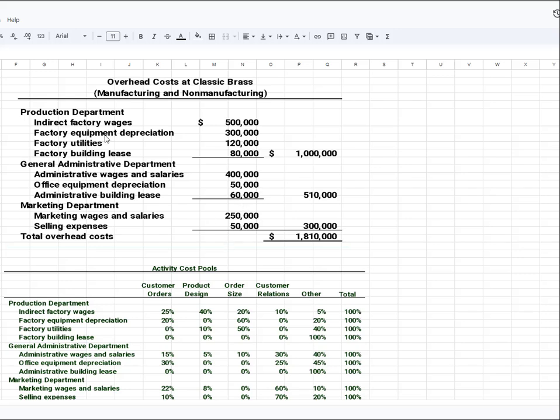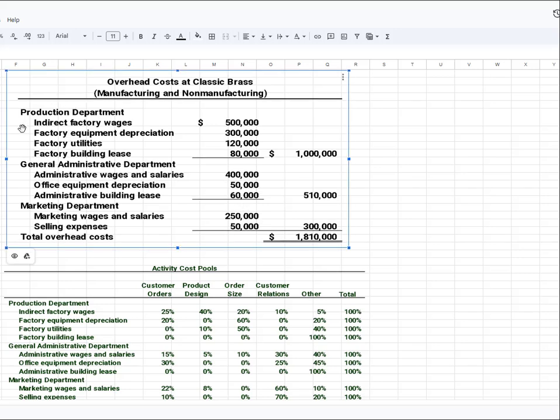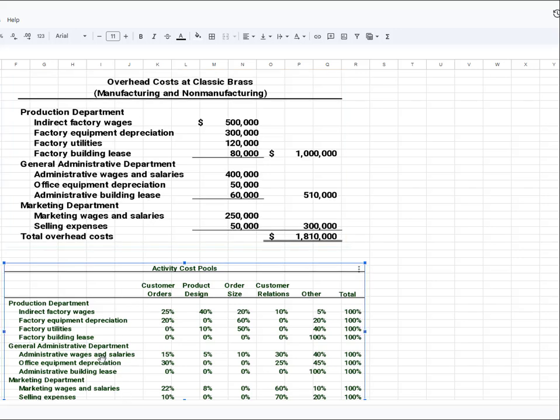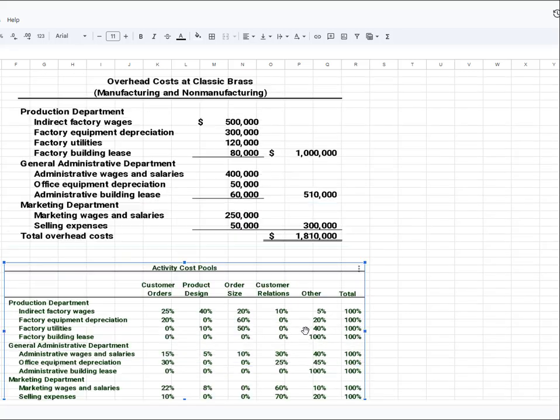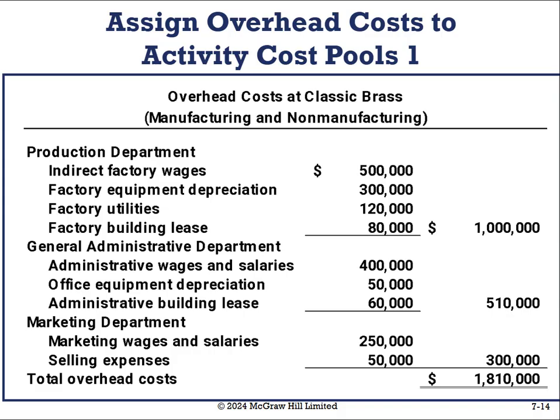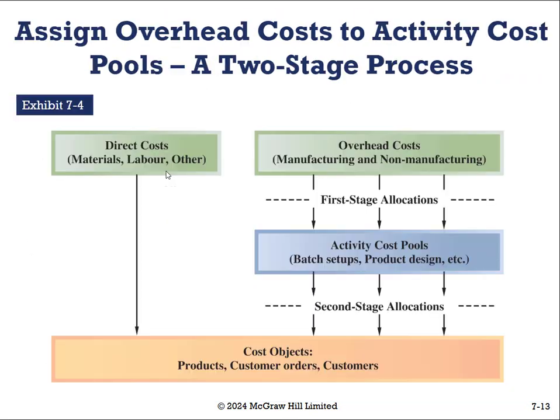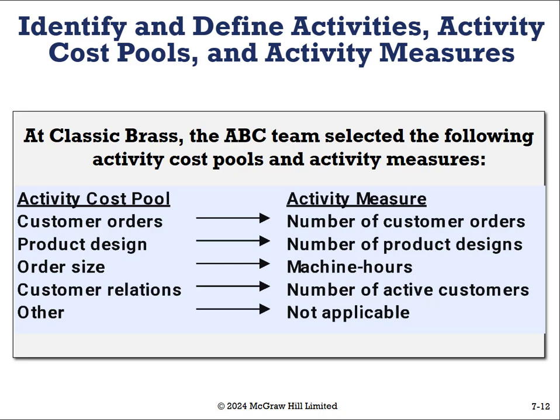Okay, so classic brass gave us this information that we saw from our traditional costing. And then the ABC team, the activity-based costing team, said, cool, we understand that we have all of these costs, and we have these, as we said in the prior slide. Let me just pull that up. We have customer orders, product design, order size, customer relations, and other.